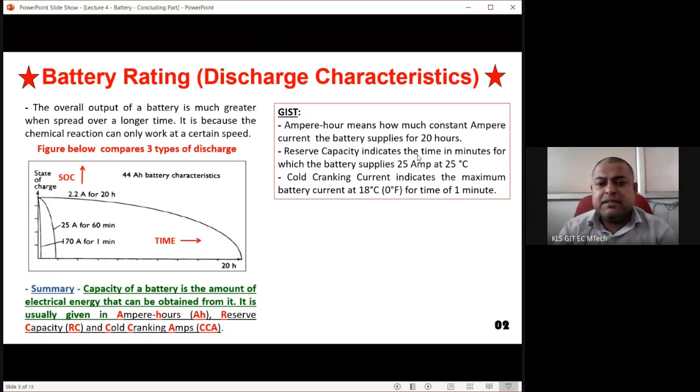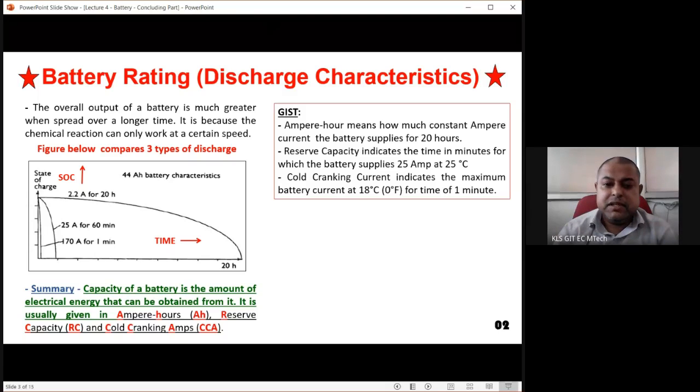Reserve capacity indicates the time in minutes, so here it is 60 minutes, which the battery supplies 25 ampere at 25 degrees centigrade and falls to 1.75 volt. So each 2 volt cell falls to 1.75 volt. Cold cranking current, or cold cranking ampere CCA, indicates the maximum battery current at minus 18 degrees centigrade or 0 degree Fahrenheit for a time of 1 minute. So Bosch battery can supply 170 ampere for 1 minute when the ambient temperature is minus 18 degrees centigrade.